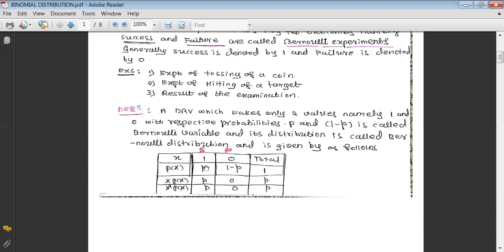First let us go for x into p of x. The x values are here, the p of x values are here. Once you take the product, 1 into p is p, 0 into 1 minus p is 0. And the total of this is p. Now we have x into p of x. Let us multiply that by x in order to get x square into p of x. Therefore, 1 into p is again p, 0 into 0 is 0. Once you take the sum, its value is p itself. Therefore, this is the table we have calculated.